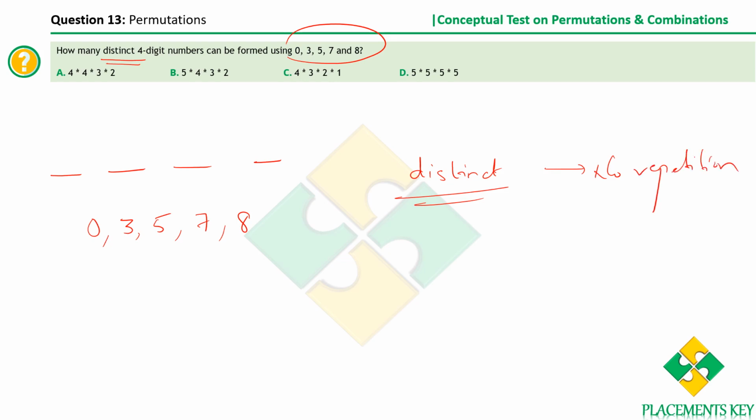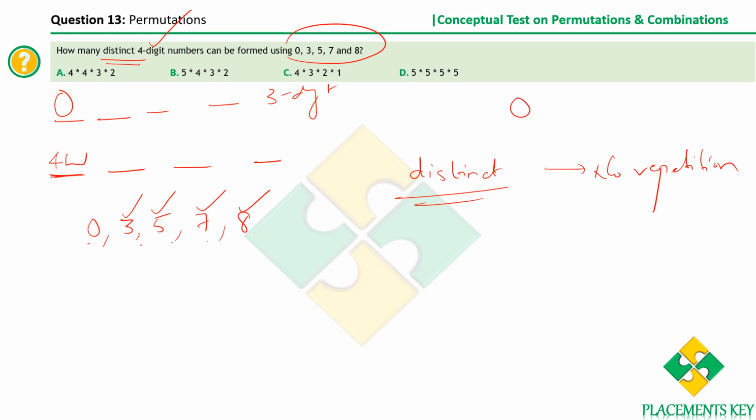Okay. Now the first blank can be filled in how many ways? Is it 5 ways? 0, 3, 5, 7 and 8. No, it is not 5 ways. Why? Because if 0 comes in the first blank, will it be a 3-digit number or a 4-digit number? It will be a 3-digit number, right? But we are supposed to find a 4-digit number, right? So can 0 occupy the first position? No. So the first blank can only be filled with either 3 or 5 or 7 or 8. It can be filled only in 4 ways.